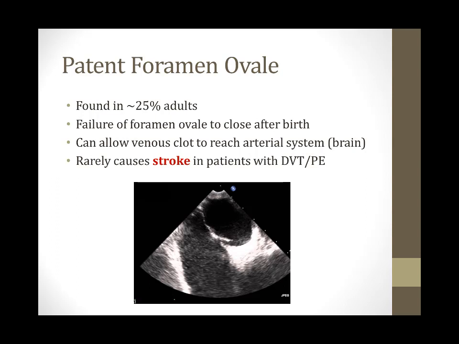Shown on the screen is an echocardiogram image of a patent foramen ovale. This is the right atrium on the left side of the image. This is the left atrium over here. You can see that there is a flap of tissue and a space through which blood can pass. This space is the patent foramen ovale, and it can potentially allow a clot, which is in the venous side of the body, to cross over to the arterial side.